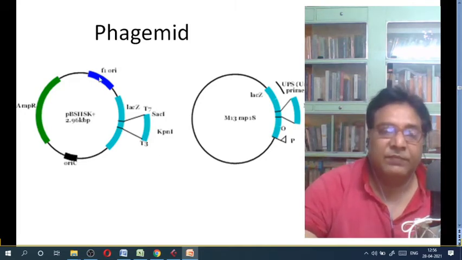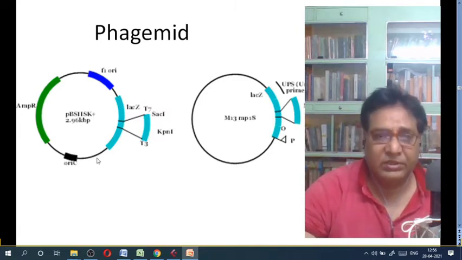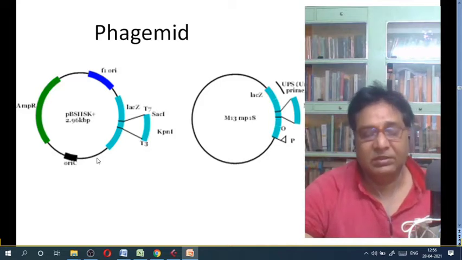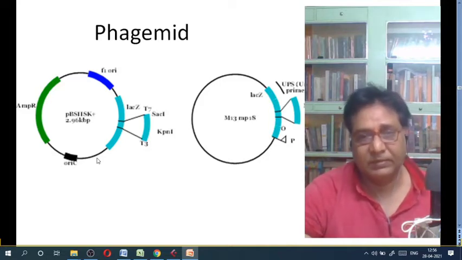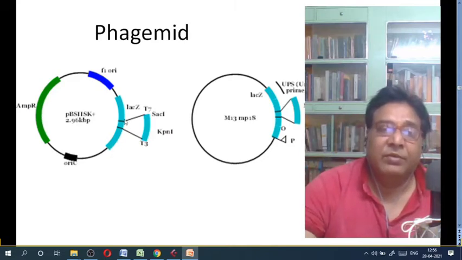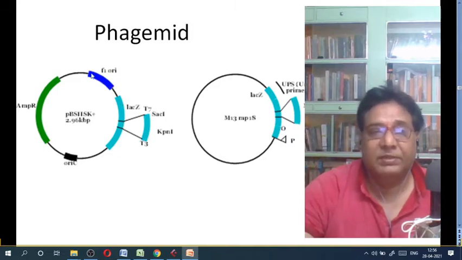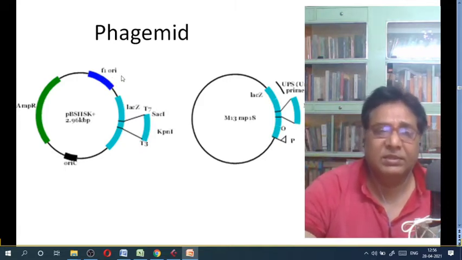So this vector is very useful as far as the transcription is concerned, and also you can clone your gene here just for the purpose of storage, that you are keeping your gene in a particular host cell for some other purpose maybe. And when desired, you can go for producing single-stranded DNA from this, because this contains a phage origin of replication, which is this one, F1 origin of replication. The F1 phages are single-stranded DNA phages.